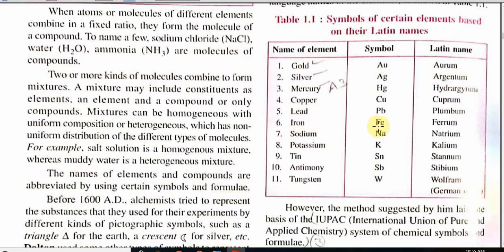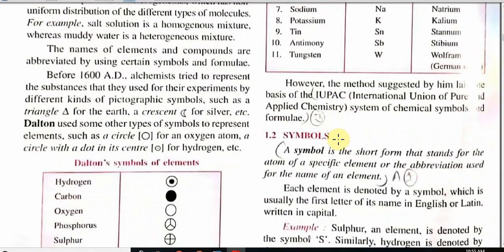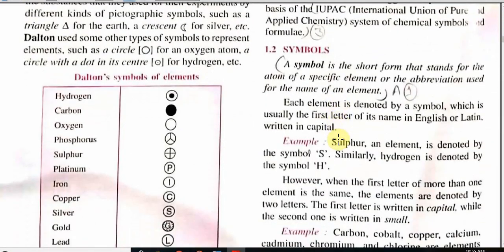Iron has the symbol Fe, this is ferrum. Similarly, antimony is Sb, stibium. Now we have to memorize these symbols. Students, I request you to replay the video as many times as you can, because this is an important chapter, and if you replay the video 3-4 times, it will help you to memorize the formulas and symbols very quickly.